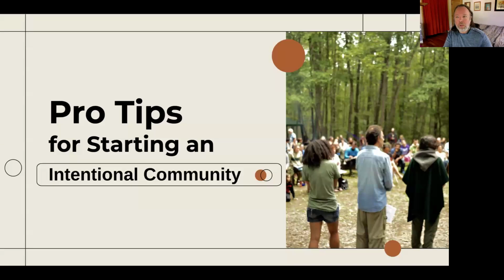Okay, so here we are, pro tips for starting an intentional community. I've given this workshop once before, and what I like to say is that one of the main reasons that I'm qualified to give this presentation is that I have failed at this endeavor multiple times. But I am a firm believer in the idea that the only failure is the experience you don't learn from.